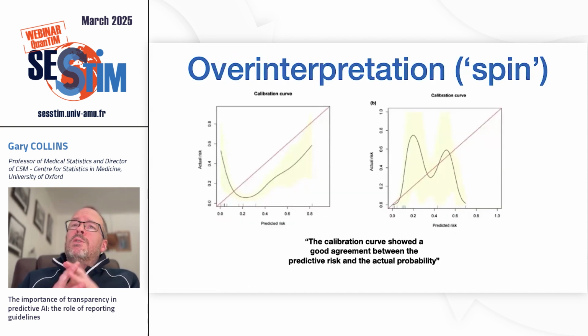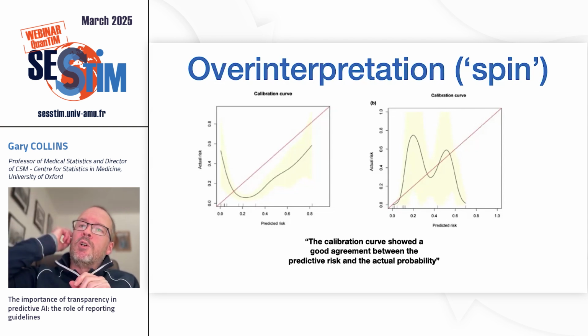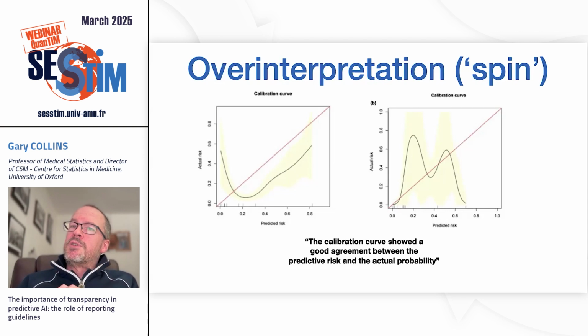Earlier on, I said we have to avoid overinterpretation or spin. I don't think you have to be an expert in prediction models to understand these two curves. This is what's called a calibration plot. It's a plot of your predicted risk on the x-axis, and the y-axis is the actual or the observed. These are lowess smoothed versions of these. That red line is a line of perfect fit, and what we want is for that black line to be on that perfect fit line.